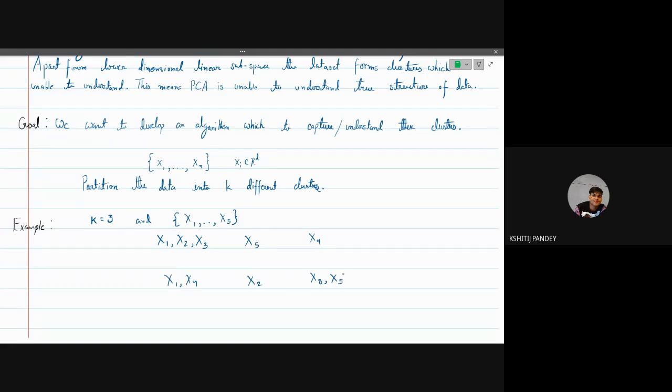Well, there can be a lot of ways, right? The total number of possible ways is 3 raised to the power 5. And how's that? Because each point has three options: cluster 1, cluster 2, or cluster 3. And in total, how many points do we have? We have 5 points. So 3 times 3 times 3 times 3 times 3. This is the number of possibilities you have. So is this clear?